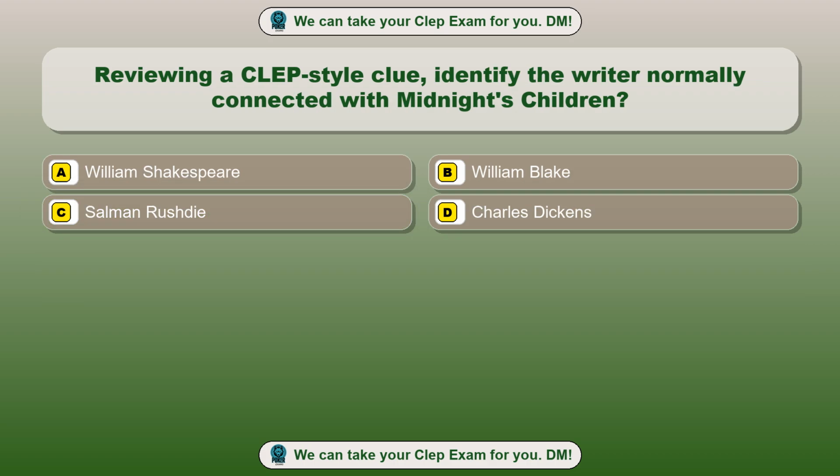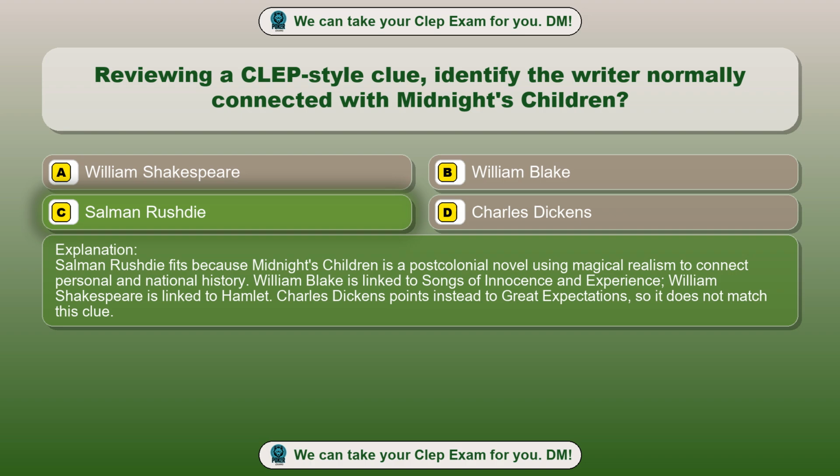Question 52. Reviewing a CLEP-style clue, identify the writer normally connected with Midnight's Children. Option A. William Shakespeare. Option B. William Blake. Option C. Salman Rushdie. Option D. Charles Dickens. The correct answer is option C, Salman Rushdie. Salman Rushdie fits because Midnight's Children is a post-colonial novel using magical realism to connect personal and national history. William Blake is linked to Songs of Innocence and Experience. William Shakespeare is linked to Hamlet. Charles Dickens points instead to Great Expectations, so it does not match this clue.